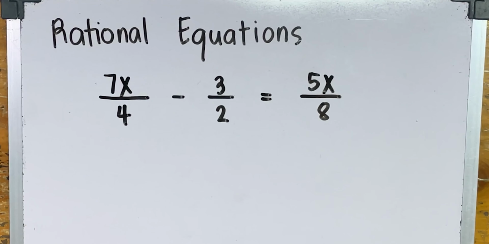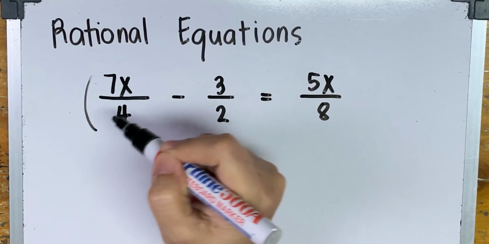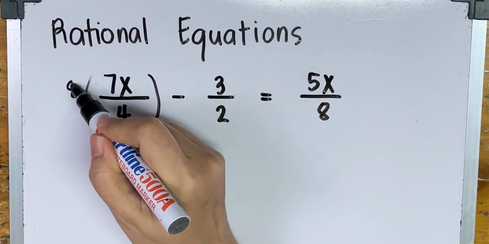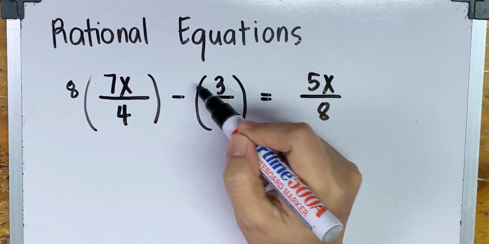To solve a rational equation, our main goal is to eliminate the denominator of each term, so we can simplify the equation and solve for the unknown. To eliminate the denominator is simply multiplying both sides of the equation by their LCD. In this equation, our LCD here is 8. So we multiply each of the terms by the LCD, which is 8.